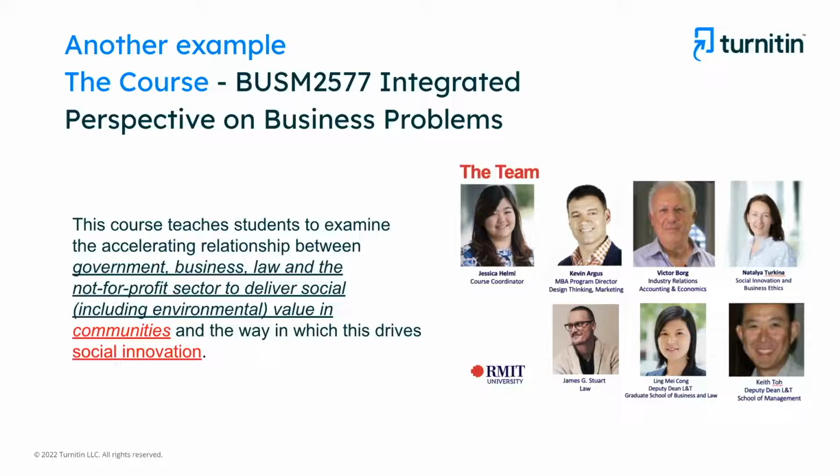So just a bit about the course, to provide everyone a context of why we have industry partners in the course. Number one, the course really aims to teach students to examine the accelerating relationship between multiple stakeholders in society, government, business, law, or non-profit sector, to deliver social innovation. We know that social innovation won't happen without partnership between stakeholders in society, and we want to teach students to empathize with multiple stakeholders so that they can identify or discover problems within society and then find solutions. We also use a lot of design thinking lenses when teaching students in this course.